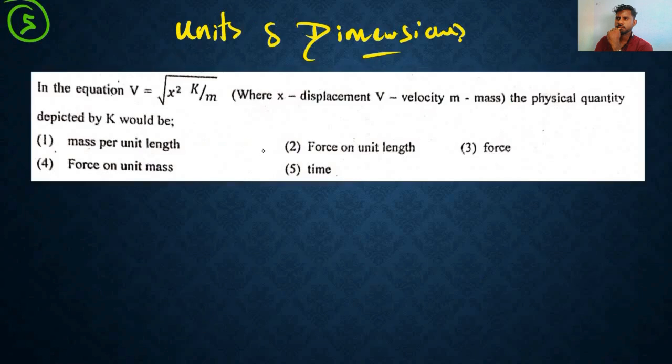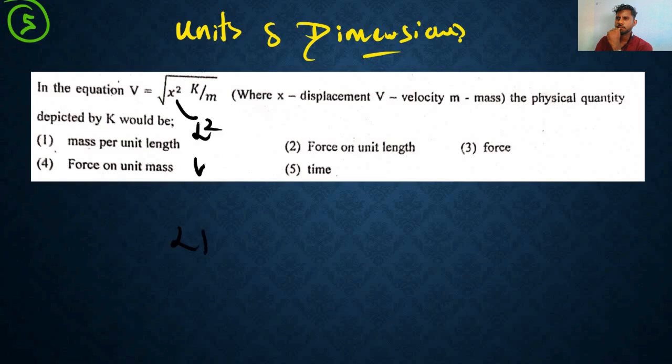Right, students, we are at the fifth question now. Units and dimensions. In the equation, x is displacement. Let's write it down: x is displacement. So basically we have L squared, and v is velocity. The outcome v is velocity, right?